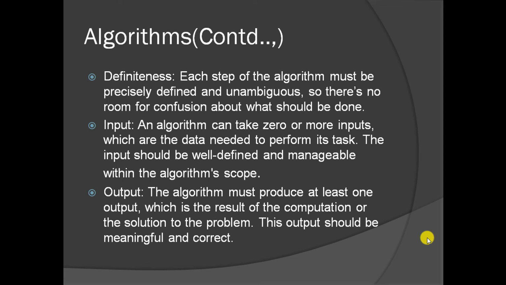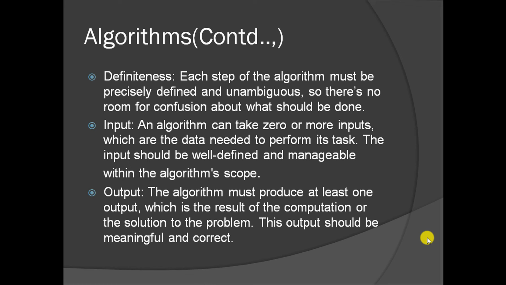So we will see another point, that is input. An algorithm can take zero or more inputs, which are the data needed to perform its task. If you want to solve a particular problem, there must be some input. By taking input, we will process some calculations or some data, and after the process we have the output, right? The input should be well defined and manageable within the algorithm's scope.